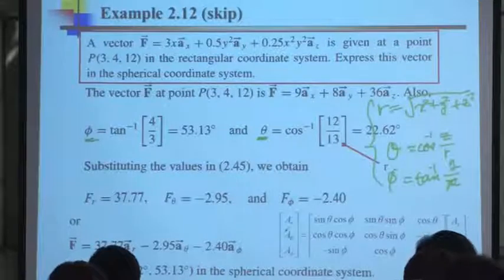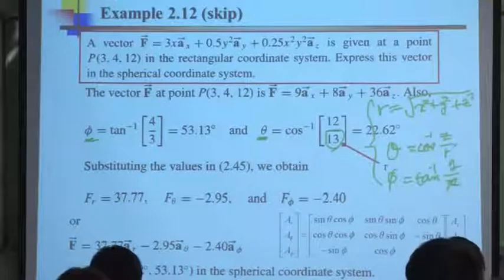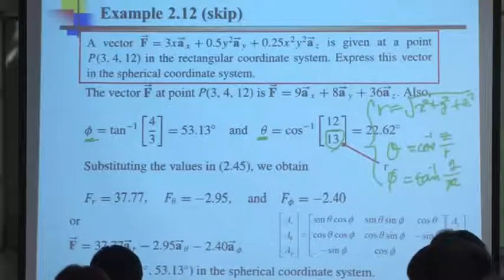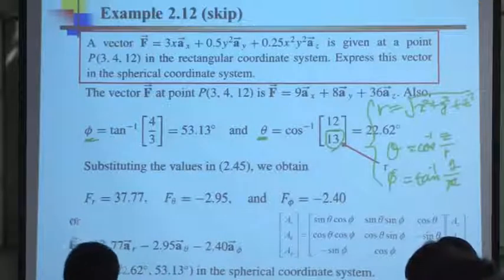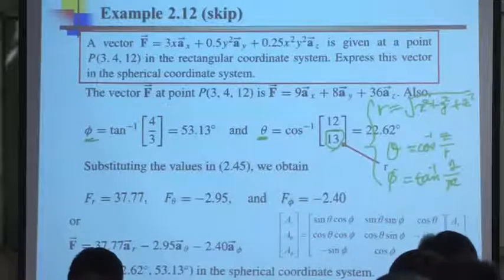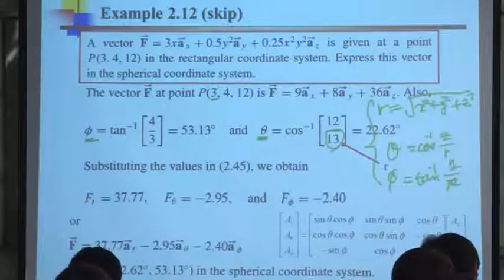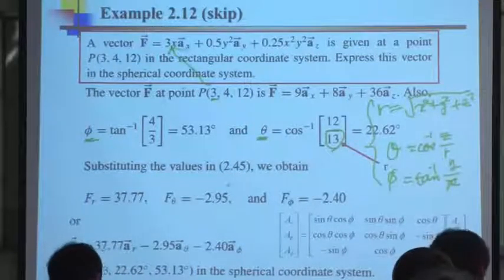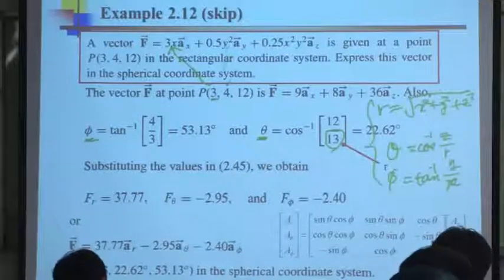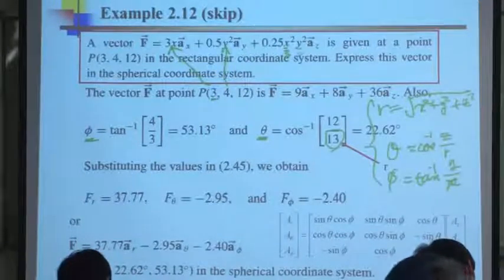r, theta, phi. So this number is r. You need to know the r at first. So r can be obtained by Pythagoras theorem. And also, you can put these numbers, x equals 3, the y equals 4.